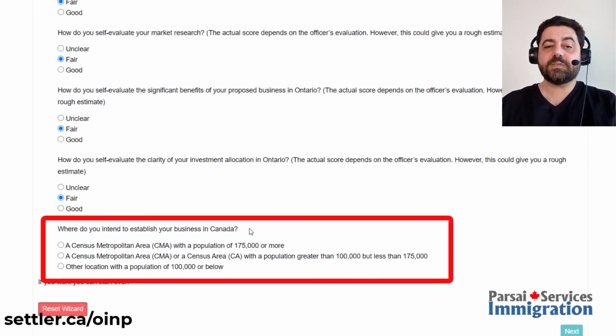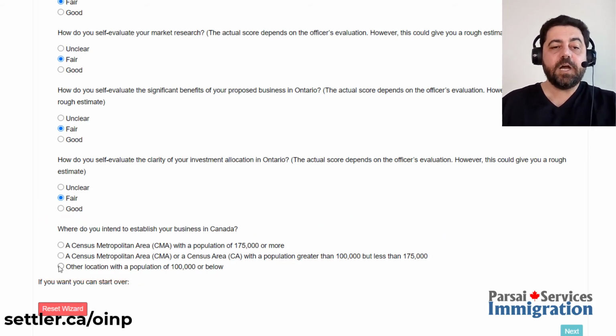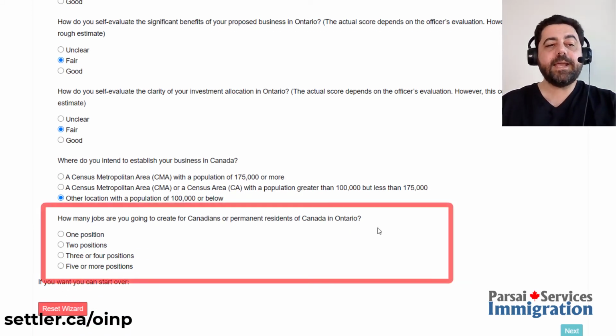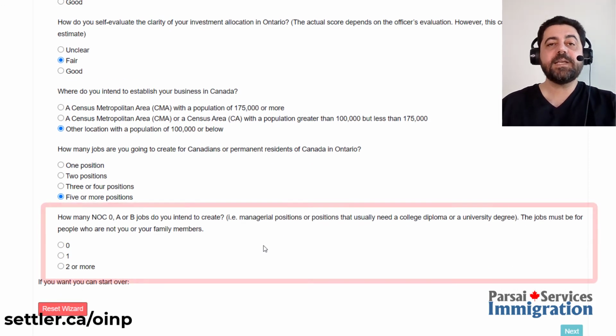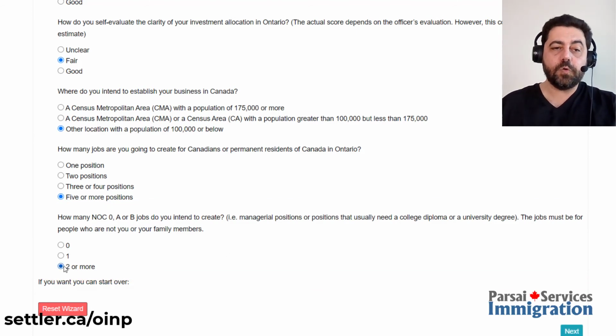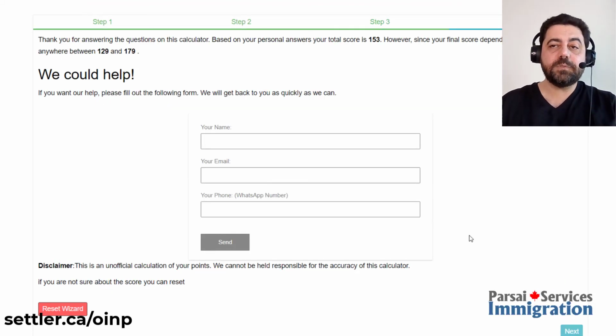Where do you intend to establish your business in Canada? So we say outside GTA, but the question is that when you are investing outside GTA, what would be the population of the location that you are targeting? Here I say other location with a population of 100,000 people or less. Then the next question is how many jobs are you going to create for Canadians or permanent residents of Canada? Let's say 5 or more positions. How many of those positions will be NOC 0, A or B jobs? I would say 2 or more. Now we're done. So if I click next, the system will tell me what would be my score.